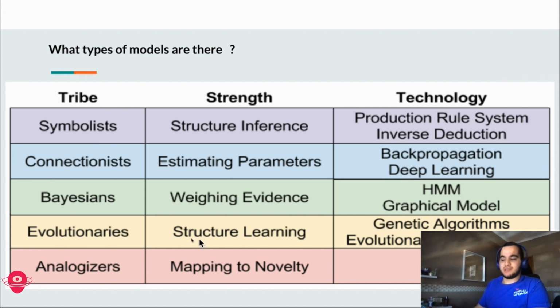You have the evolutionaries, basically structural learning, so you evolve models in order to get a better learning structure. Examples of this are genetic algorithms and evolutionary programming. Analogous, you have mapping to novelty, and one of their popular models was the KNN, K-nearest neighbor, and we do have the support vector machine.